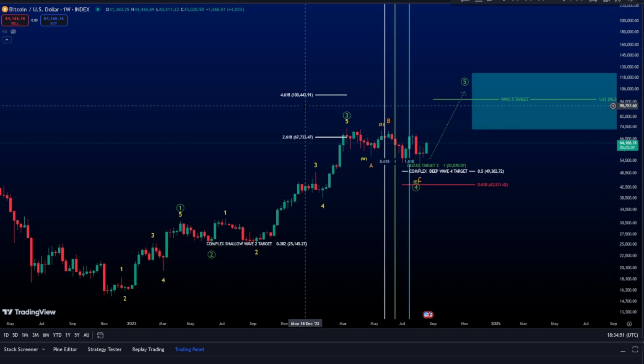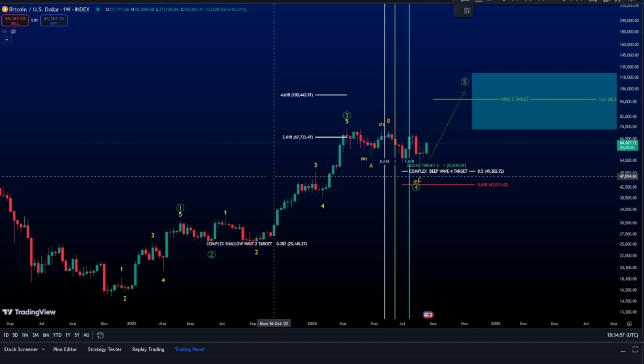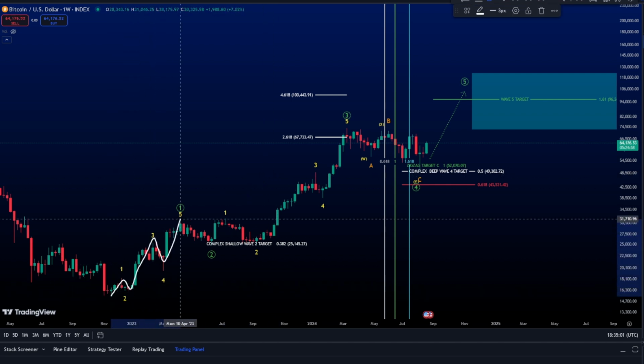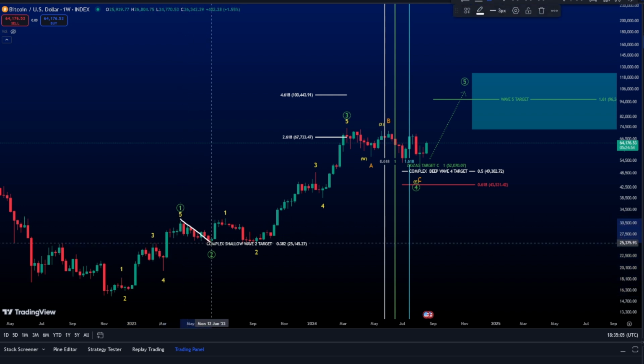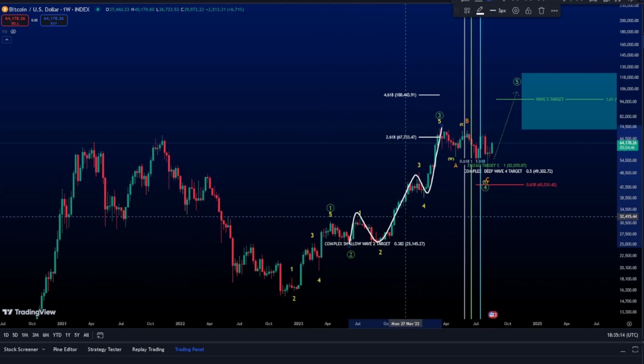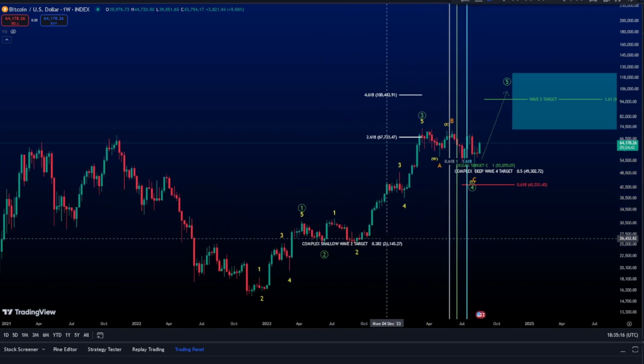Now, looking at the 100K scenario, the scenario is still intact. We still have 1, 2, 3, 4, 5, right? And we see here a correction ABC, a correction ABC, and then 1, 2, 3, 4, 5. Very, very nice. Everything looks great in this.